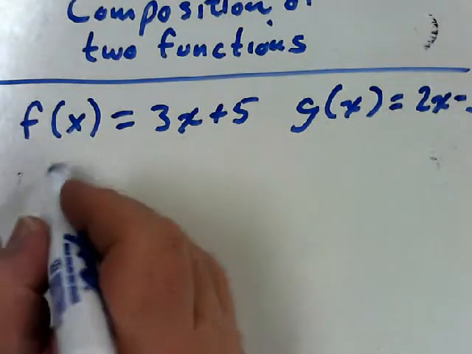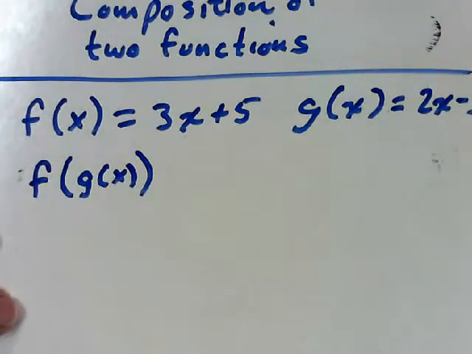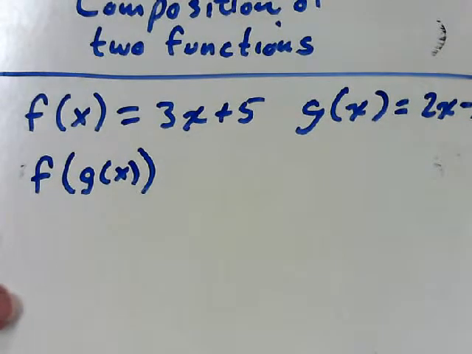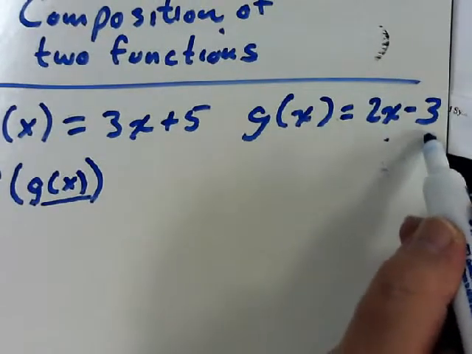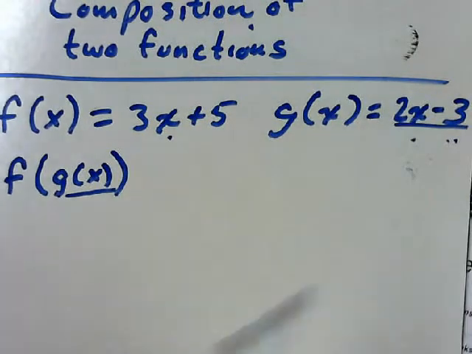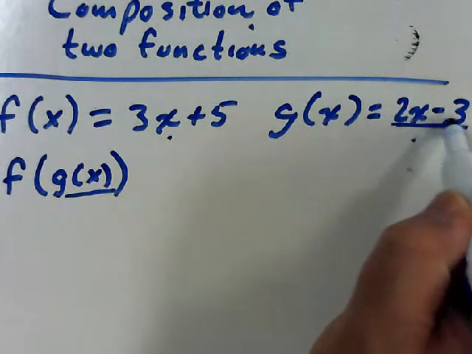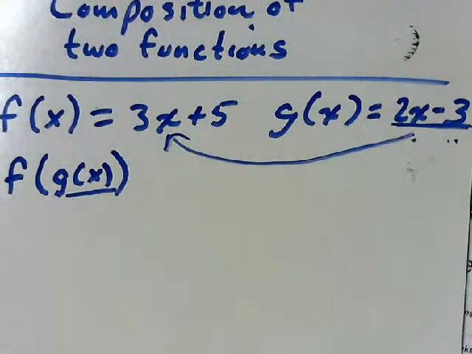Now, if I wrote something like this down, f of g of x, that's a little more complex than what we had yesterday, isn't it? Because yesterday we had just like f plus g of x, or f of x plus g of x, or f of x times g of x. What this actually means is to take the g of x function, which is this 2x minus 3, and replace every x in this function with this function. So all it amounts to is I'm going to take the 2x minus 3, replace it for this x in this function.